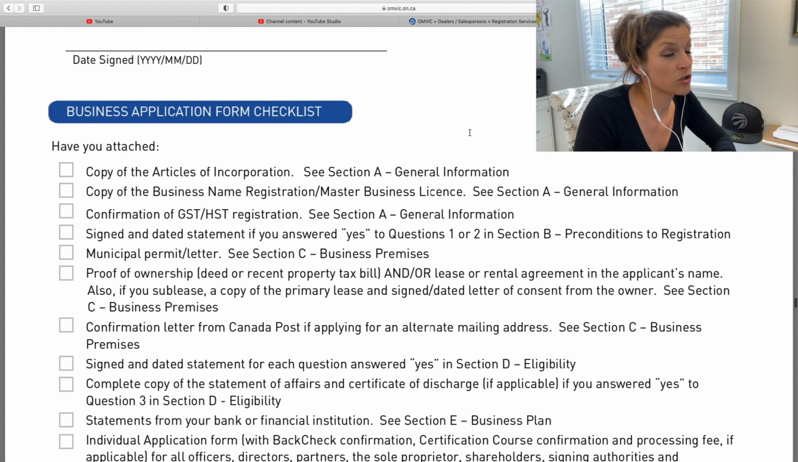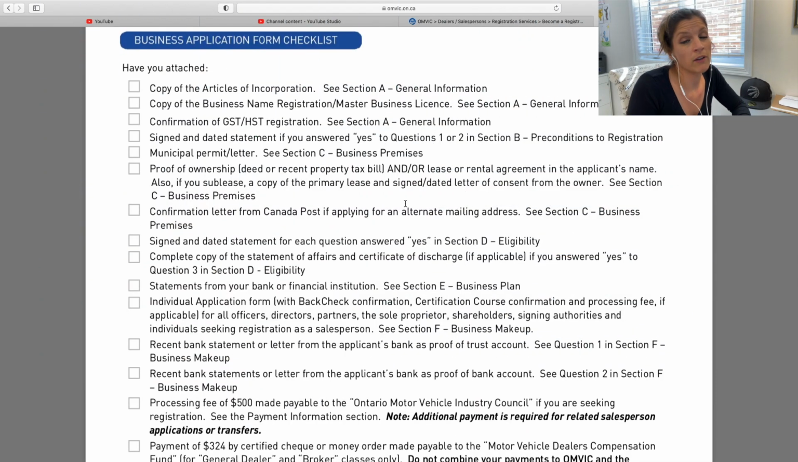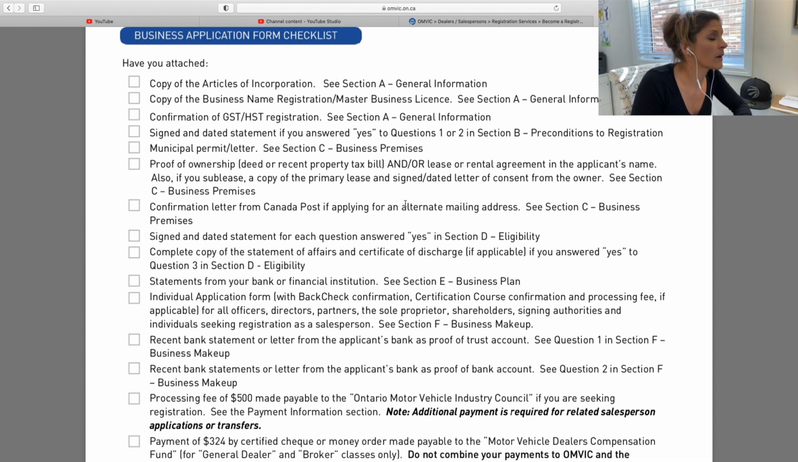So obviously you need to register the business. Are you registering it as a corporation? In which case, do you have copies of your articles of incorporation? Or are you doing a sole proprietorship? How did you register it, and what is the proof of that? You also have to supply a copy of the business name registration or the master business license. We're going to put links in the description below so you know how to do all those things as well, or where to start to get those things.